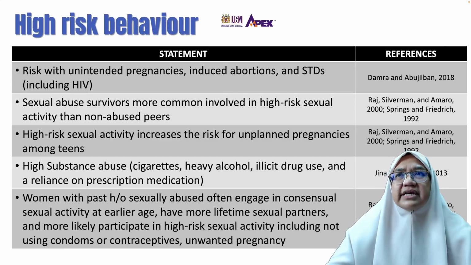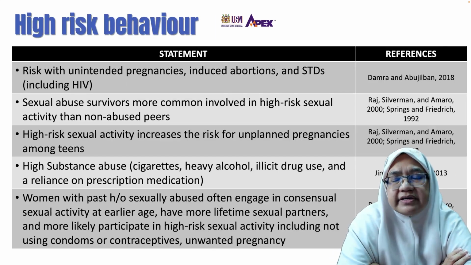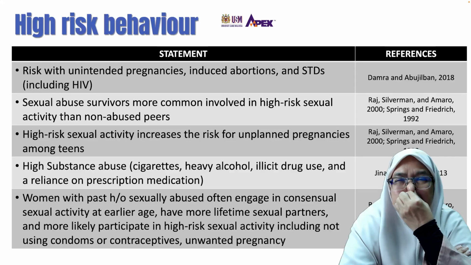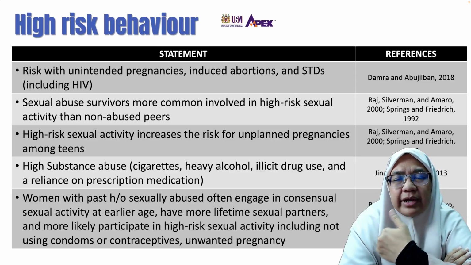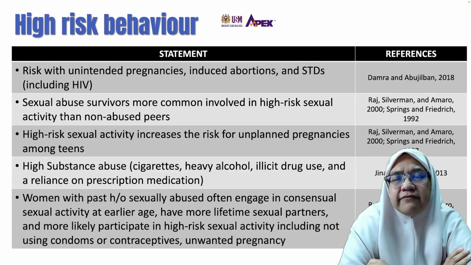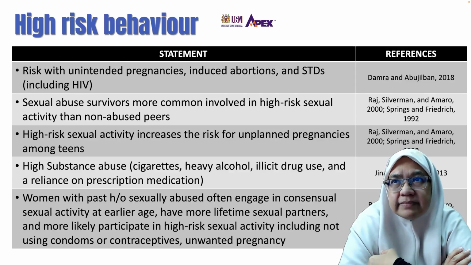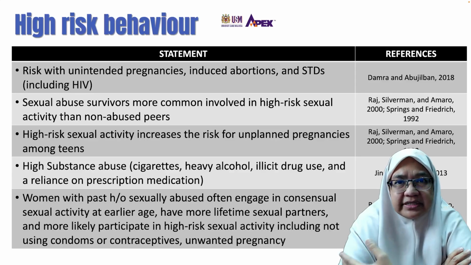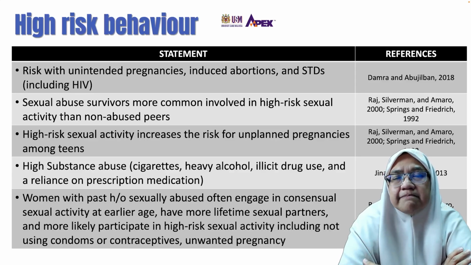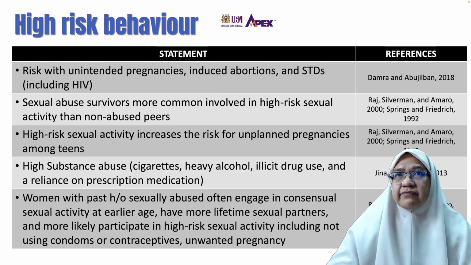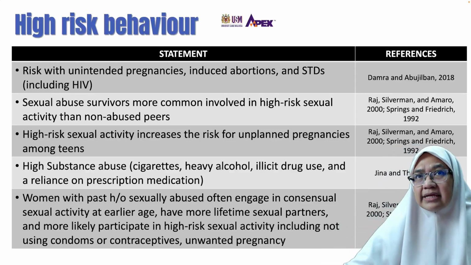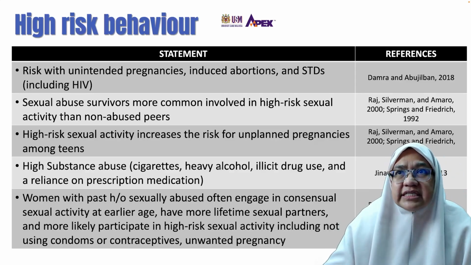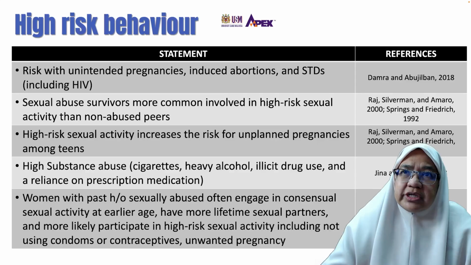Okay, next one, let's have a look at some high risk behavior. These are some of the consequences. Like we can see what happened to the victim. They are at a higher risk of unintended pregnancy, because sometimes they had intercourse without protection. They are likely to have induced abortions and STDs, including HIV. They are also at a higher risk of sexual abuse.